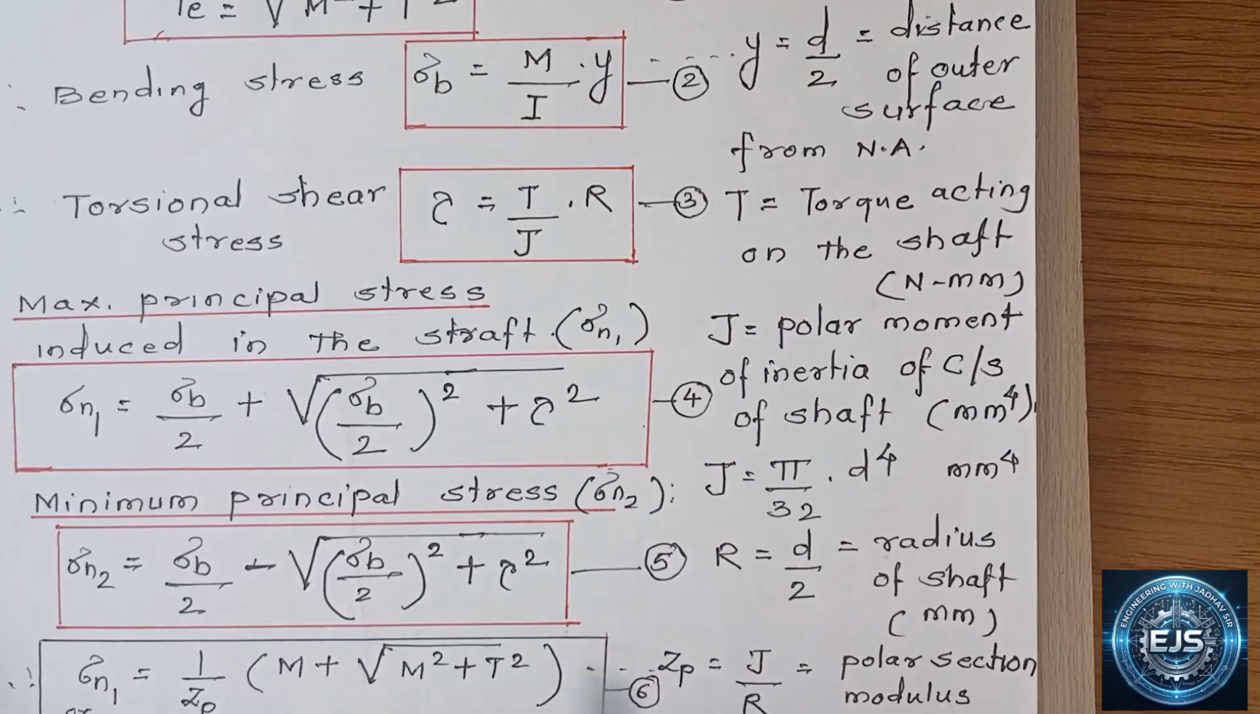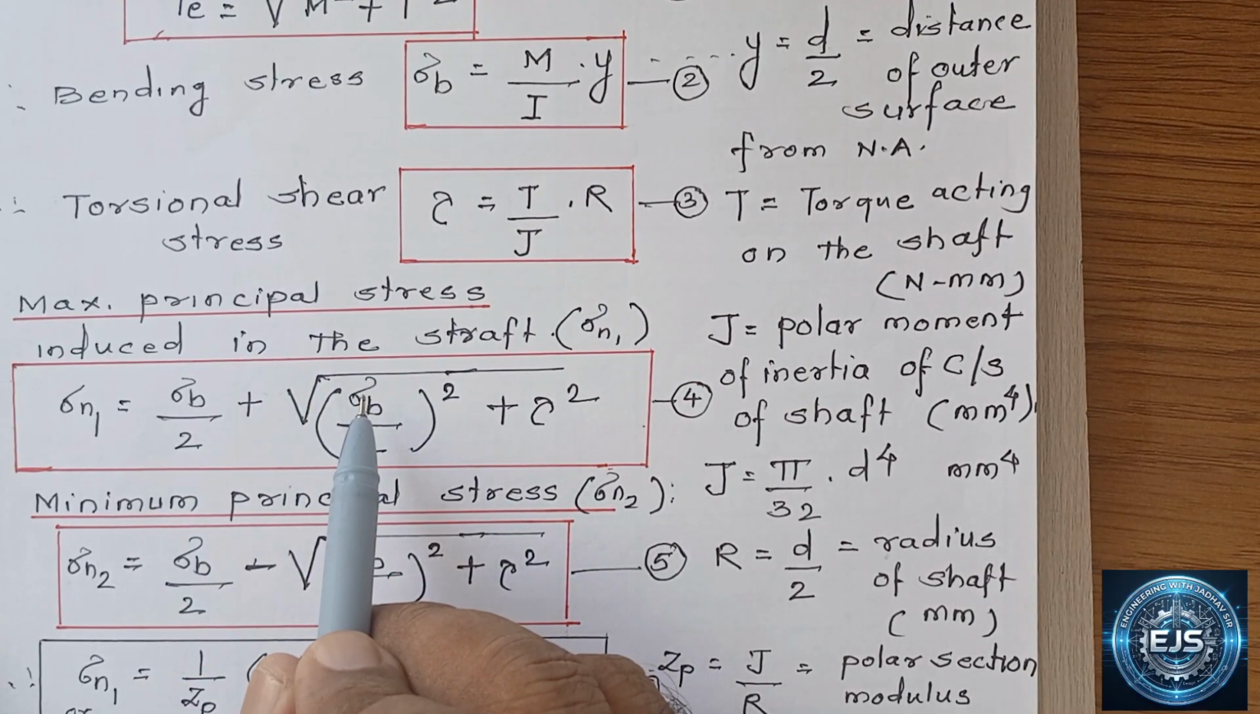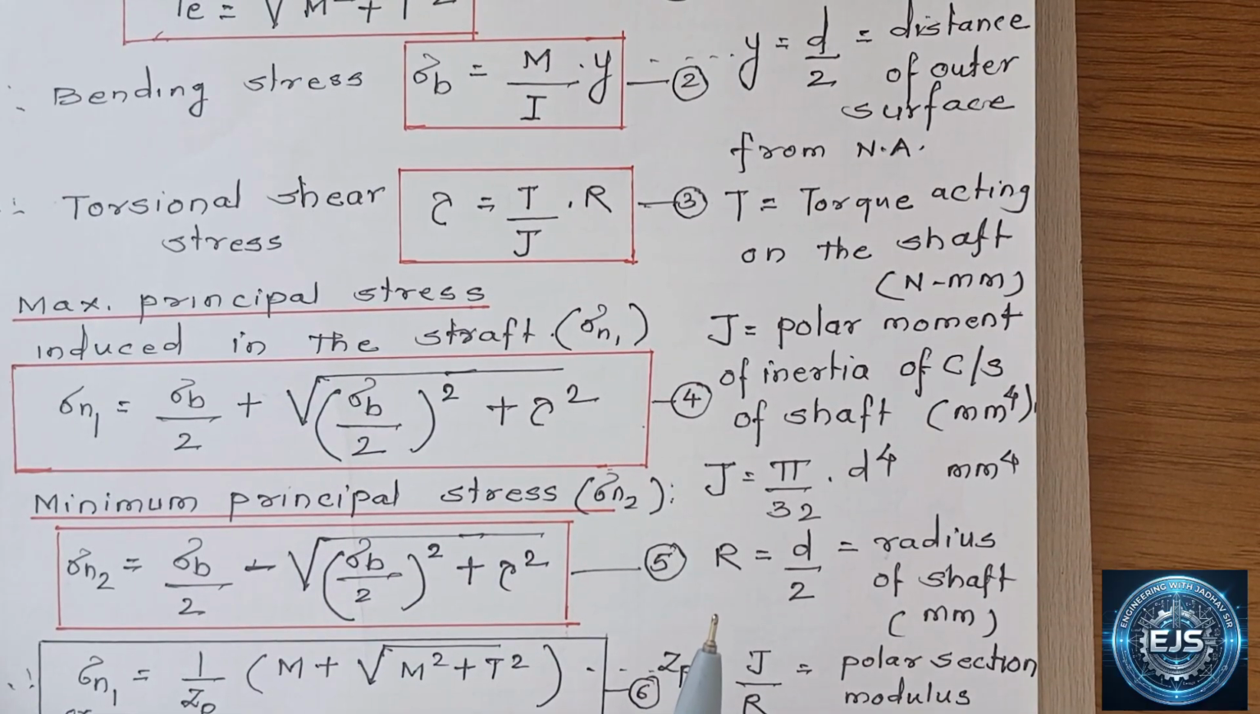Now in such shaft, when shaft is subjected to combined bending moment and twisting moment, then in such shaft there are maximum and minimum principal stresses developed.